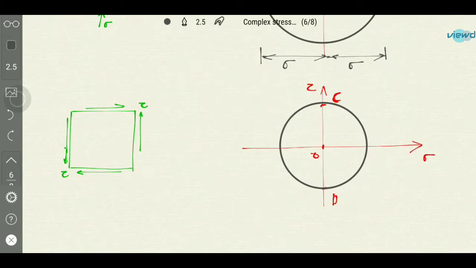So this is the Mohr circle. And what will be the maximum principal stress? It will be sigma, and the minimum principal stress will be minus sigma. And what will be the tau max? Sorry, this is not sigma.